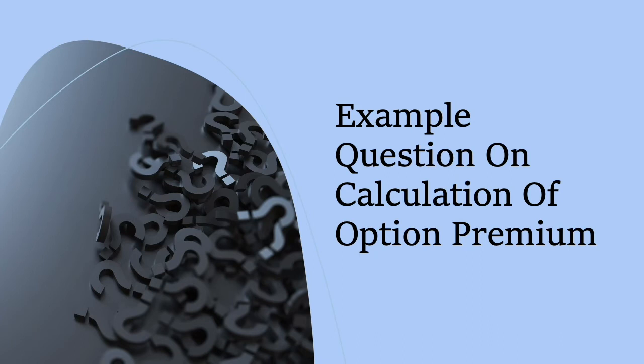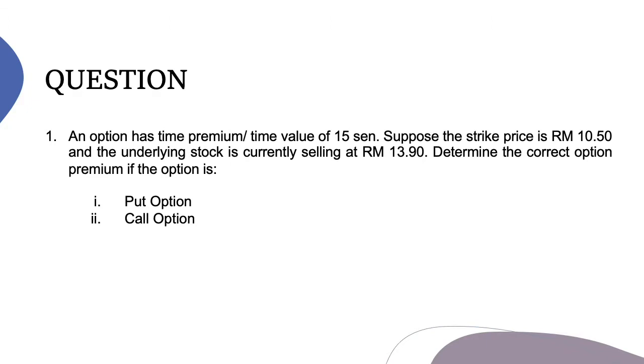Now we look at an example question on calculation of option premium. The question is: an option has a time premium, or time value, of 15 cents. Suppose the strike price is 10 ringgit and 50 cents and the underlying stock is currently selling at 13 ringgit 19 cents. Determine the correct option premium if the option is number 1, a put option, number 2, a call option.